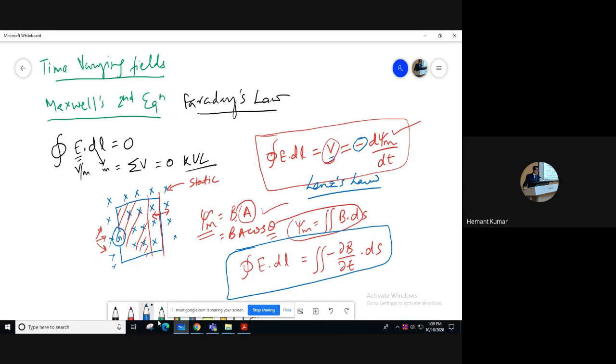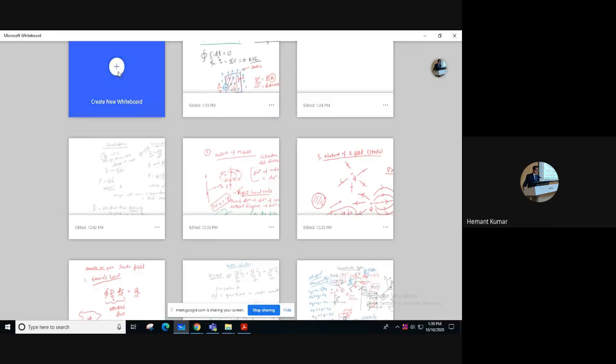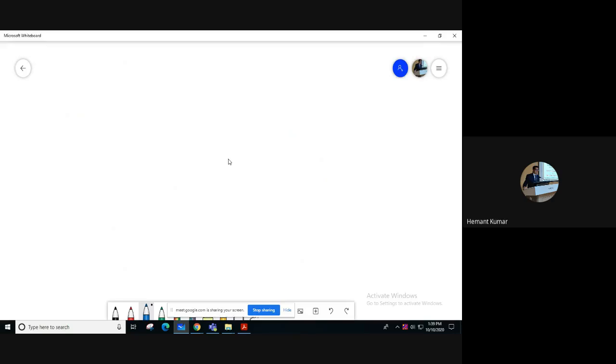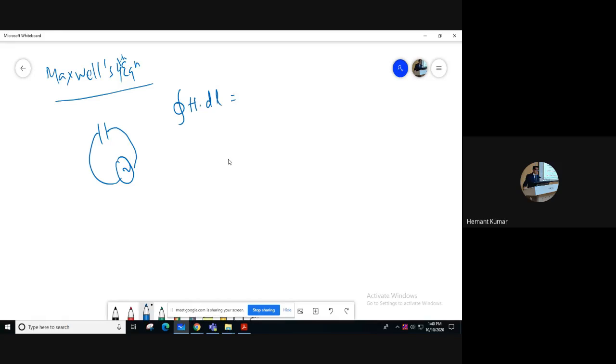So this is Maxwell's second equation for time varying field. Next, we will study the Maxwell fourth equation, which required modification. Maxwell fourth equation, Ampere circuital law. Suppose there is a capacitor. What is Ampere circuital law? Ampere circuital law says the closed line integral of magnetic field intensity is equal to the current.